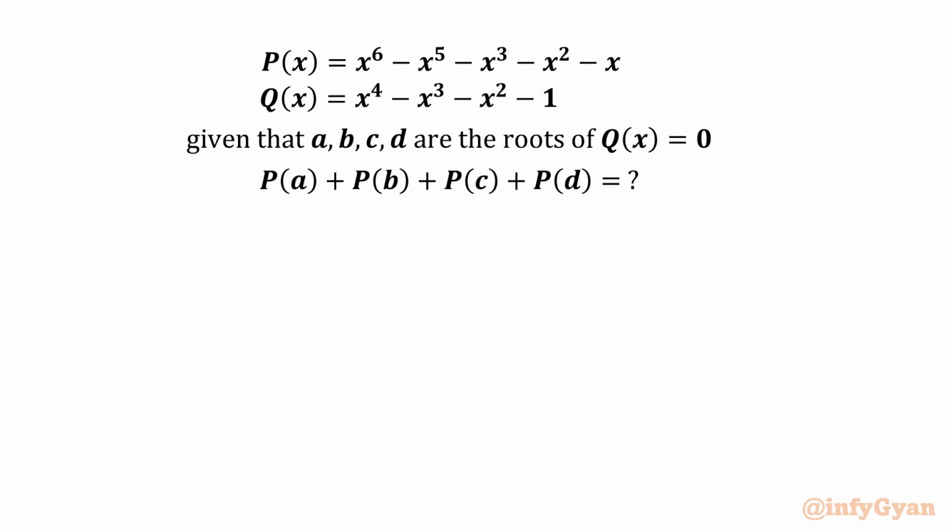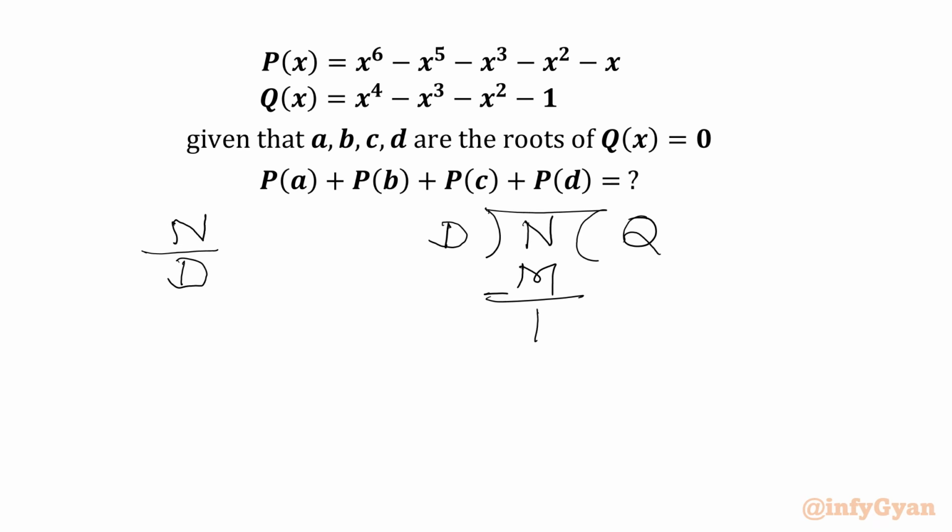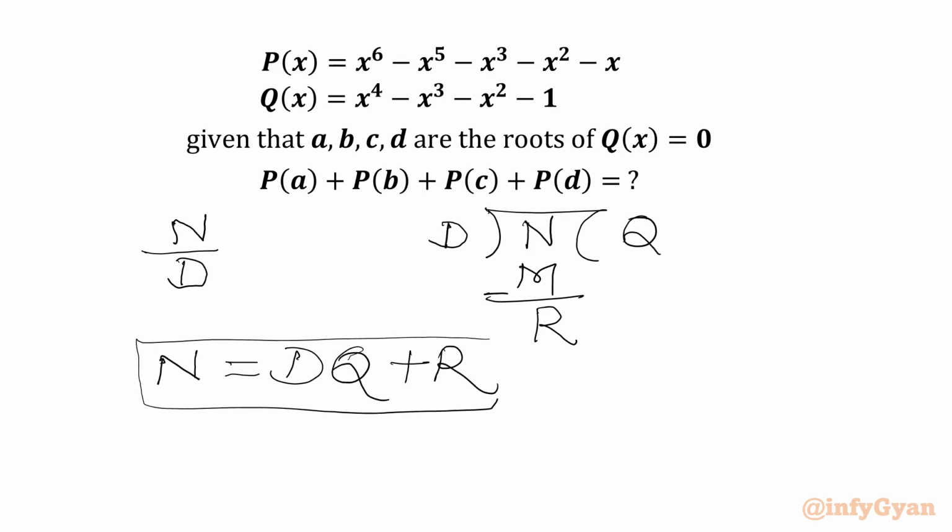So let's get started by writing here: if we have one polynomial n and another polynomial d, and we are dividing n by d, I can write n divided by d. Suppose our quotient is q with remainder r, so I can write dividend n must be equal to divisor times quotient plus remainder. This is something which we know. Now we have to apply.